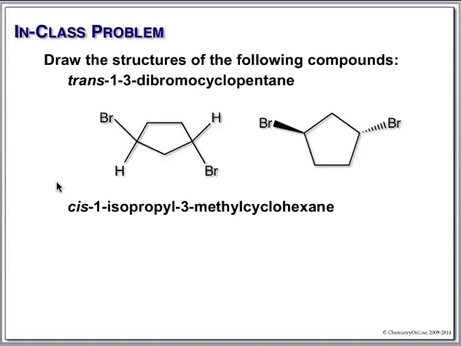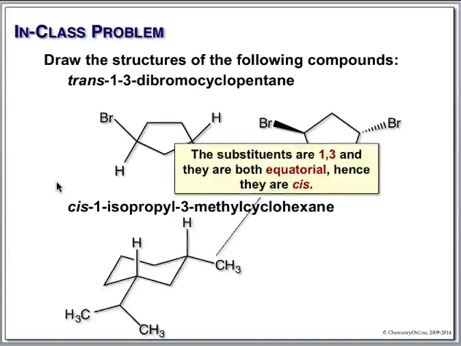We have a cyclohexane, so you want to draw a perfect chair. You have substituents in 1 and 3. So you want to put axial and equatorial bonds in on 1 and 3. Stereochemistry is cis, so the isopropyl group and the methyl must be on the same side of our ring plane. Here is our perfect cyclohexane ring. We have substituents at 1 and 3. Our stereochemistry is cis. That means that this and this must both be equatorial.